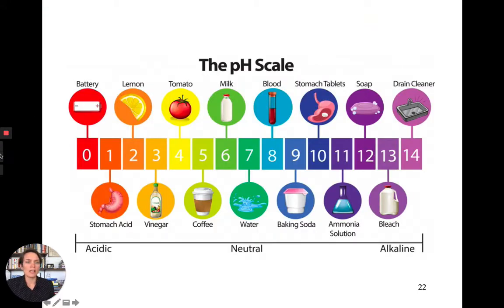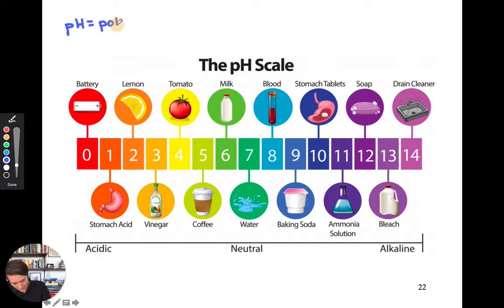All right, so we measure the acidity or alkalinity of a solution or a material on the pH scale. So the pH scale actually stands for potential of hydrogen. And let me get that written down for you guys. So pH equals potential of hydrogen. And what that really means is it's going to be the concentration of our hydrogen ions.